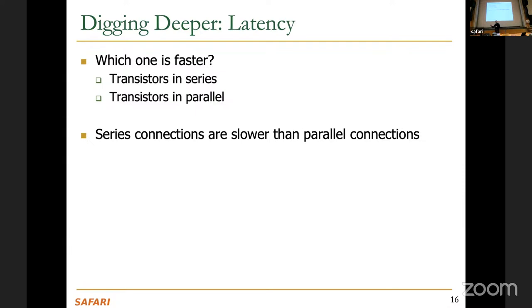In many cases, they may be right, but in this case, there's a fact, and the fact says transistors in series are slower. Why? Because in order to connect the output to either ground or zero, you have to go through more transistors. And the fact that there are more transistors you need to enable means that there's more resistance on the wire, and resistance on the wire is directly correlated with latency.